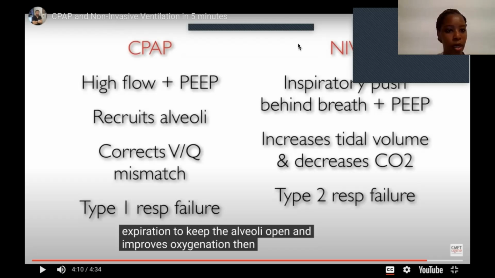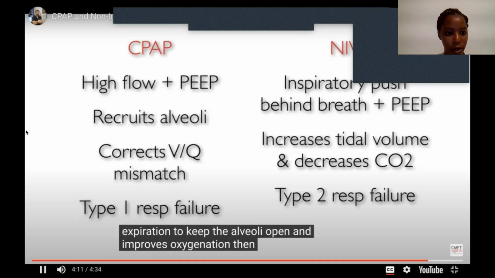And in both settings, as we've said, you're going to titrate according to how the patient is responding. If the patient is responding well, you can decrease the pressures as you go along, and even the FiO2. Okay, continue, Sarah.